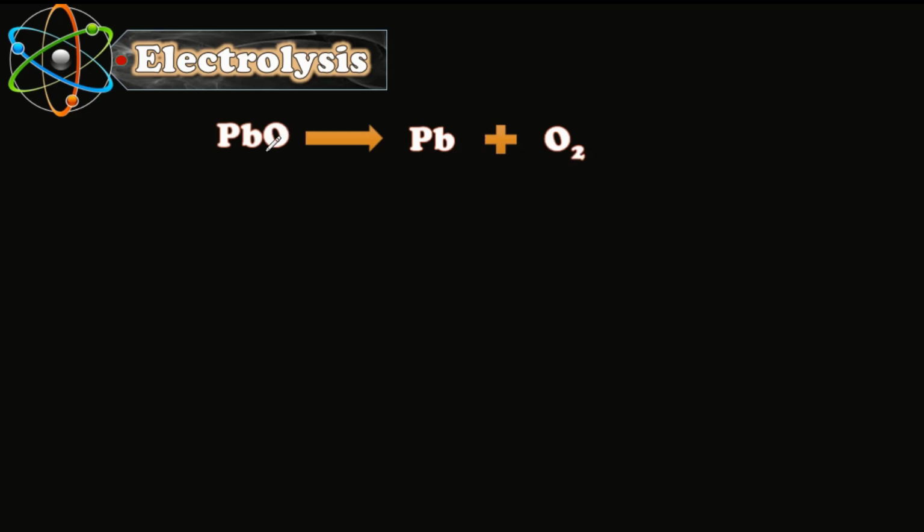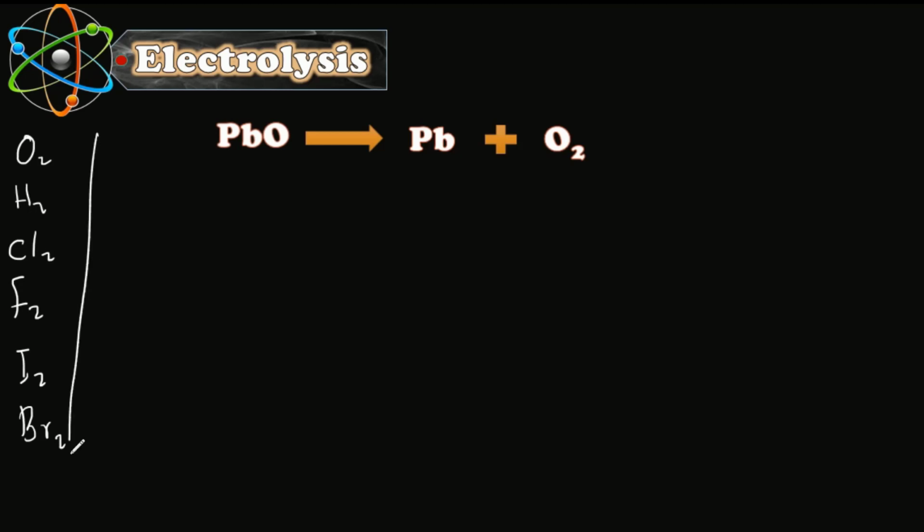This is not balanced because here we have one oxygen, here two. And why two? Again, the question which I will keep asking myself until the end of my life. Why O2? Because O2 is a diatomic atom. I'll write them here: O2, H2, Cl2, F2, I2, Br2. So these are diatomic atoms, always exist in two.